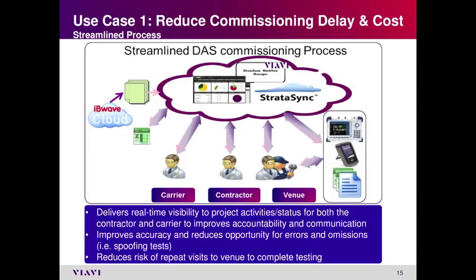So if a test fails, it also identifies that, okay, the sweep test failed and we have to take an action. And as soon as you take the action, run the sweep again. Okay, so the sweep passed. So now we are ready. So what it does is deliver real-time visibility to the project, improve accuracy and reduce opportunity for errors, and reduce the risk of repeat visits to the venue to complete testing. This was one use case.